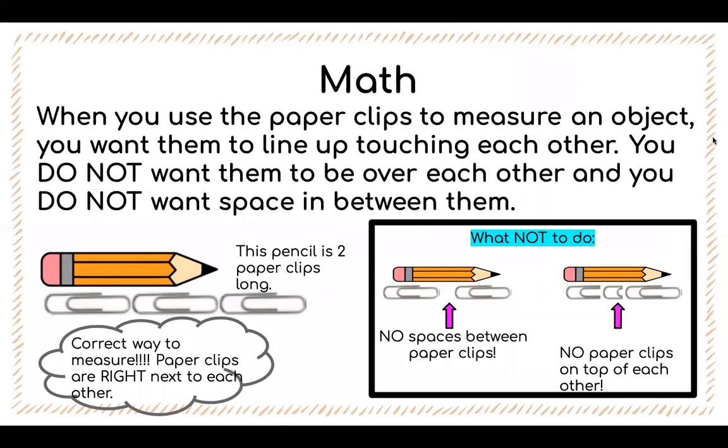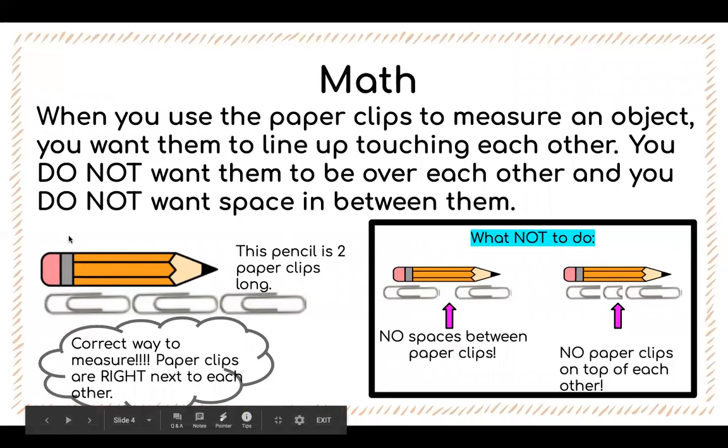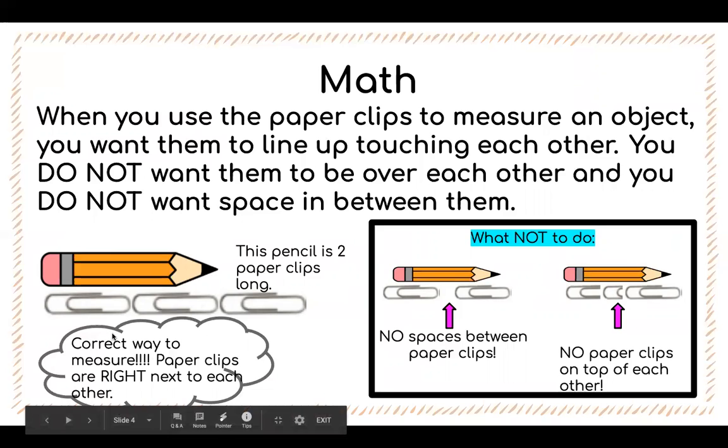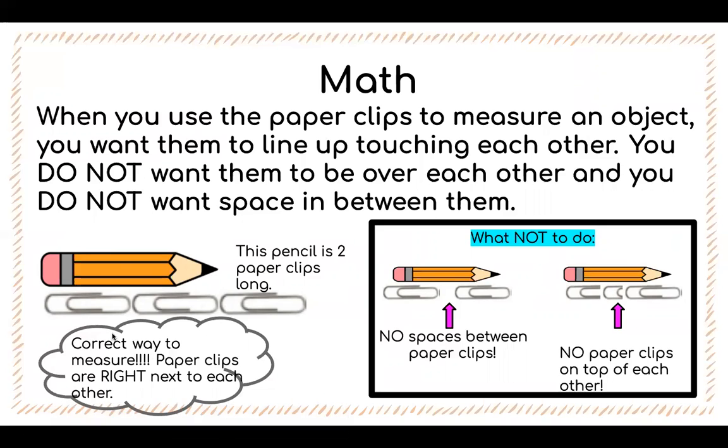In math, when you use the paper clips to measure an object, you want them to line up touching each other. You do not want them to be over each other, and you do not want space in between them. For example, over here, you're going to line the paper clips up end to end. This is the correct way to measure, and the paper clips are right next to each other. This pencil is 2 paper clips long.